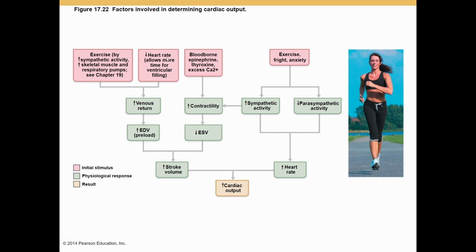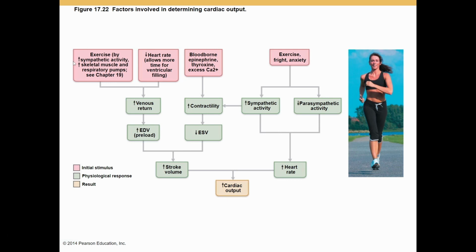We can also note that a lower heart rate allows more time for ventricular filling, and that leads to increased venous return. If you have more blood returning to the heart because of a decreased heart rate, and it has more time to get not only into the atria but into the ventricles, you're adding more blood to the ventricles per heartbeat, which is an increase in preload, essentially the same thing as EDV, or end diastolic volume, and that can increase stroke volume. Increased EDV is oftentimes associated with decreased ESV if we're going to have an increased stroke volume.